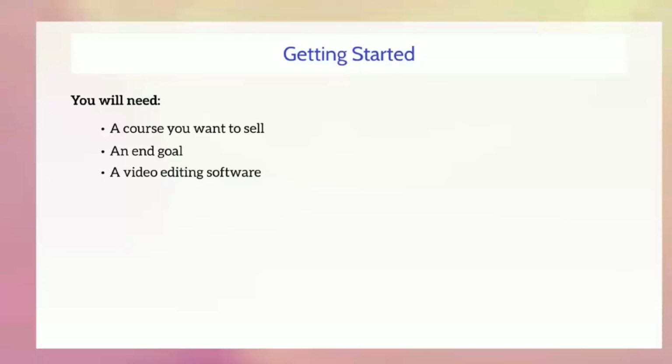So let's talk about getting started and the tools and what you will need. You'll need a video course that you want to sell, and you'll need to have an end goal. What do you desire that the person will take? And if you don't really know what that is or what that looks like, don't worry about it, because we'll talk more about that in the whole video course, and that will become clearer as you watch and go through it. And of course, you'll need video editing software, which, as I noted earlier, we'll talk about in video number 8.